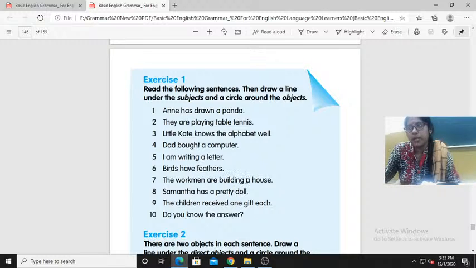The workmen are building a house. So a house is the object. Next is Samantha has a pretty doll. A pretty doll is an object. The children received one gift each. So, one gift. Next, do you know the answer? Only the answer. And here, the subjects are of course Anna, they, little Kate, Dad, I, birds, the workmen, Samantha, children, you. All these are subjects here.